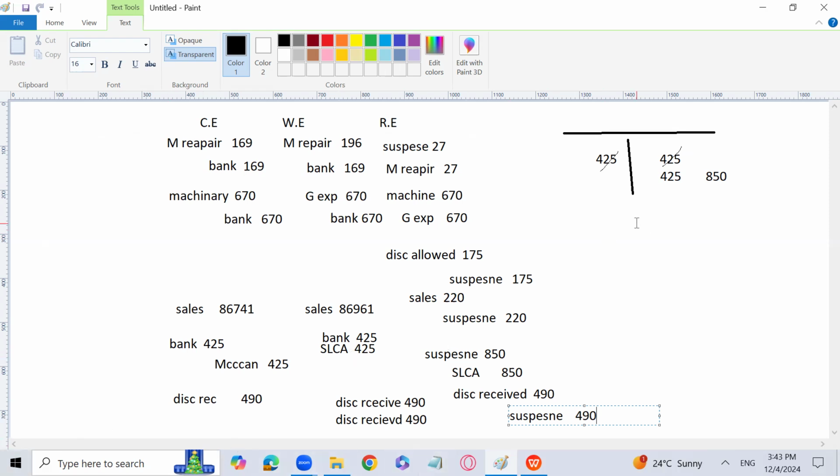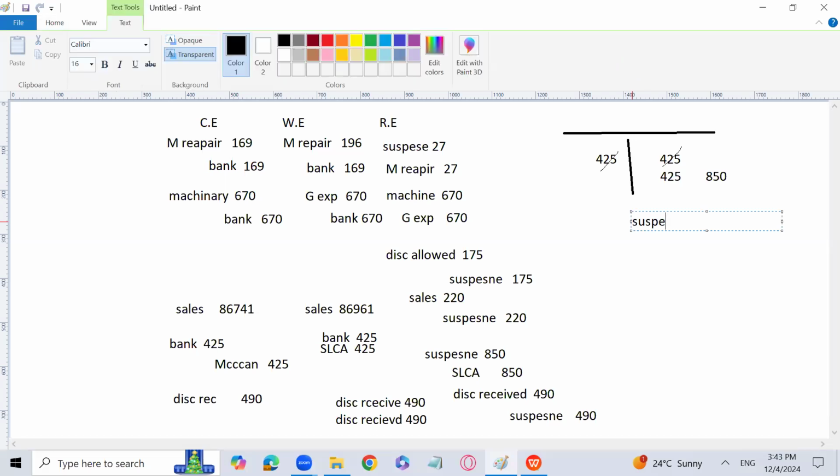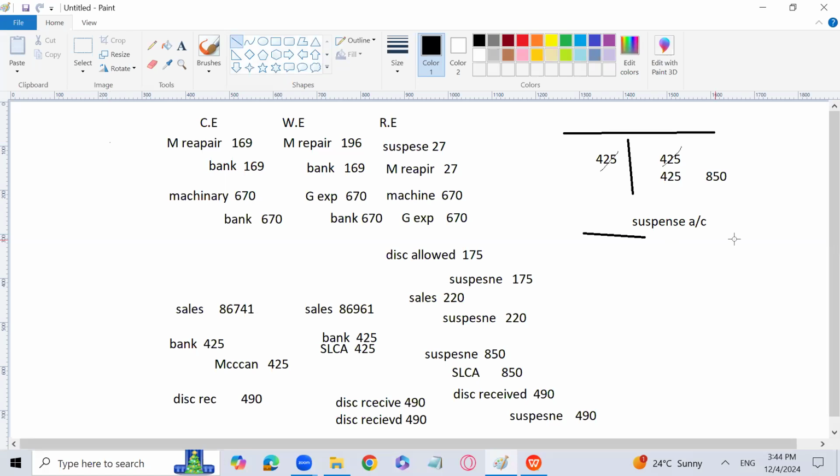Now I have to prepare the suspense account, because in the question the examiner has never asked us to prepare the rectifying entries. It was basically to prepare the suspense account. So now I am going to prepare the suspense account for the correction of errors. So let's do it.